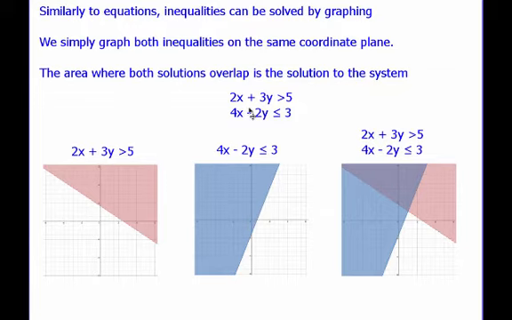So for example, if I gave you the inequalities, 2x plus 3y is greater than 5, and 4x minus 2y is less than or equal to 3, and I ask you to solve this system, all we'd have to do is graph 2x plus 3y is greater than 5, which I've done here. Then we graph 4x minus 2y is less than or equal to 3, which I've graphed here. And we would graph them on the same coordinate plane. So in this one, this is just 2x plus 3y equals 5. This is just 4x minus 2y is less than or equal to 3. And this is both of them graphed together.